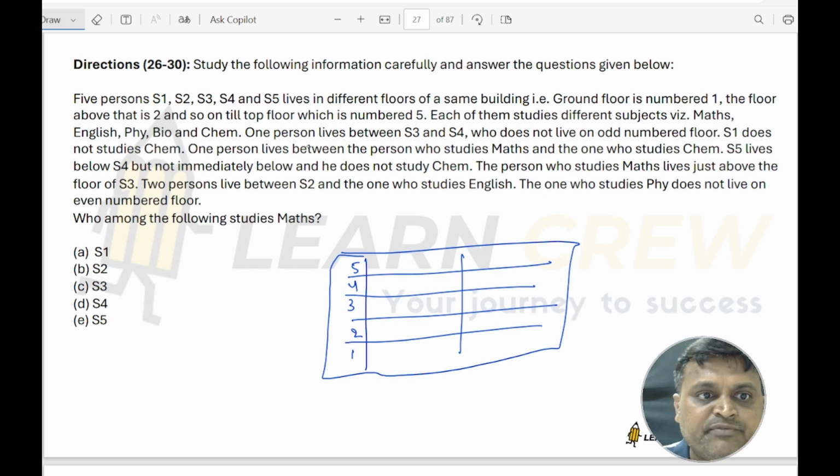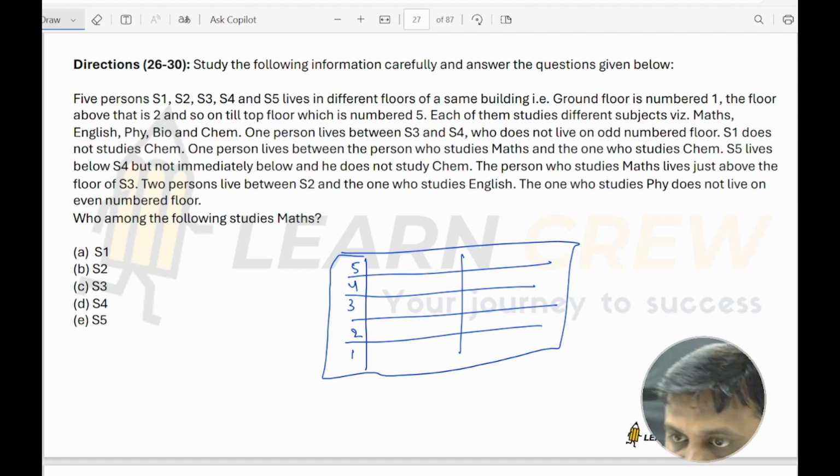Each of them studies different subjects: maths, English, physics, bio and chemistry. One person lives between S3 and S4. Between S3 and S4, one person lives who does not live on an odd numbered floor.